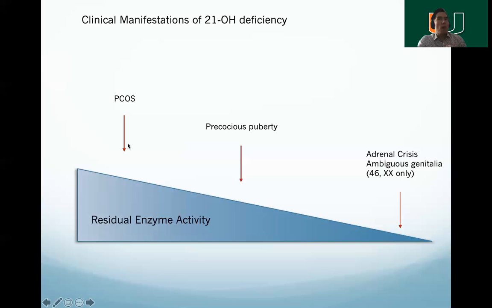Or even a milder form than that, they don't present until adolescence, right? So with excess androgen in adolescence, they look like PCOS, right? So this is the spectrum of 21-hydroxylase deficiency, from very severe to very mild.